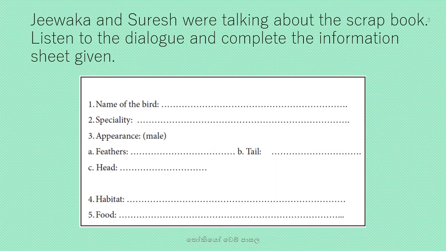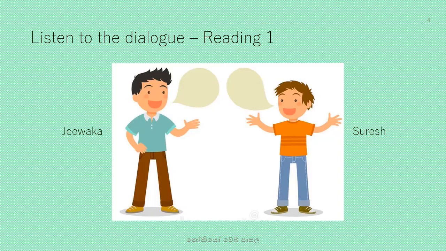I'm going to read the dialogue between Jeevaka and Suresh 3 times. While I'm reading, listen to me carefully and try to find the specific information in the dialogue. So this is Jeevaka and Suresh. When I'm reading something said by Jeevaka, you will see this bubble with this kind of animation. But if it is Suresh talking, you will see the Suresh bubble with this animation.